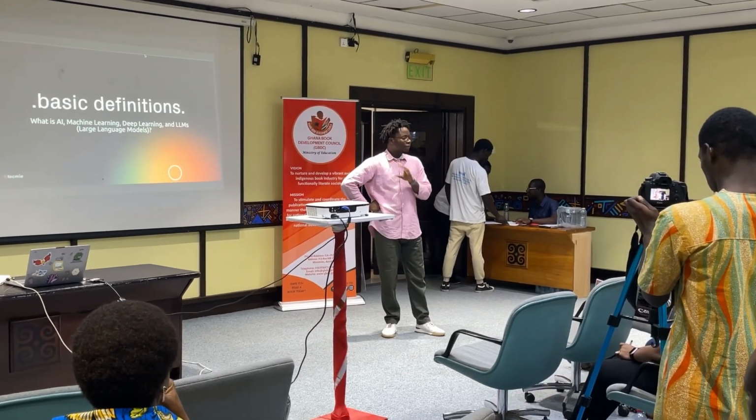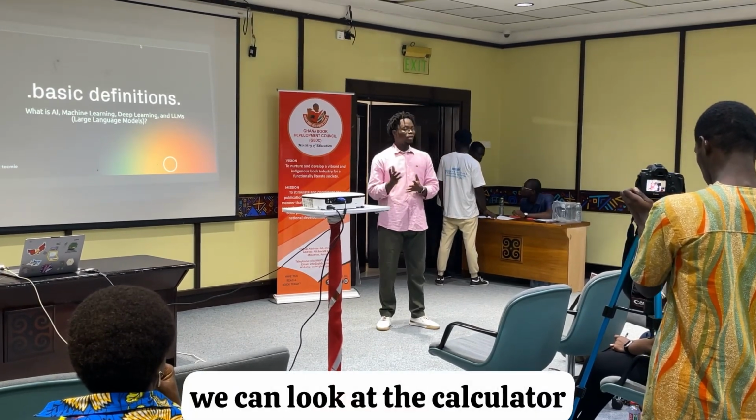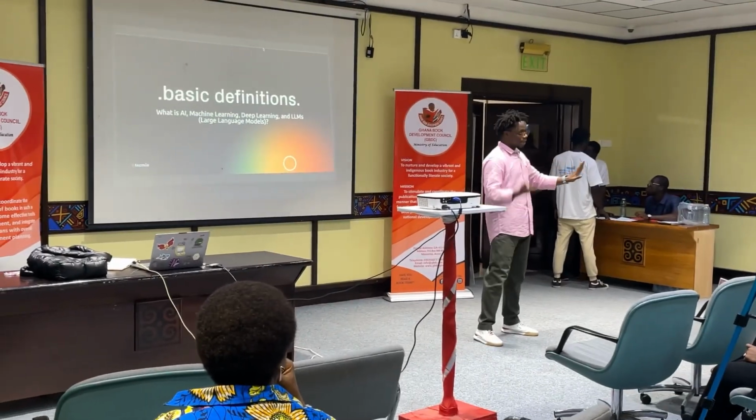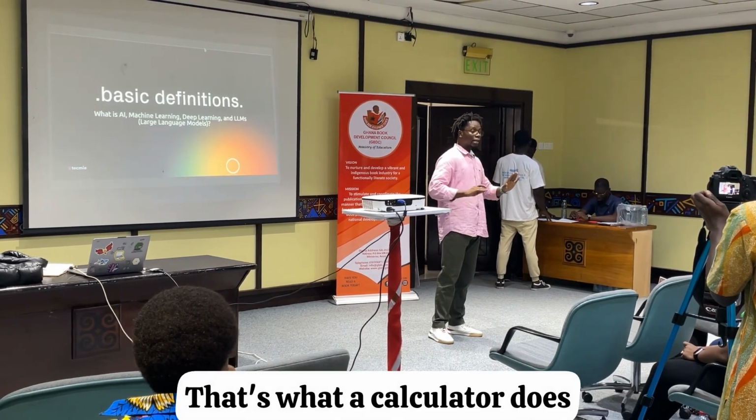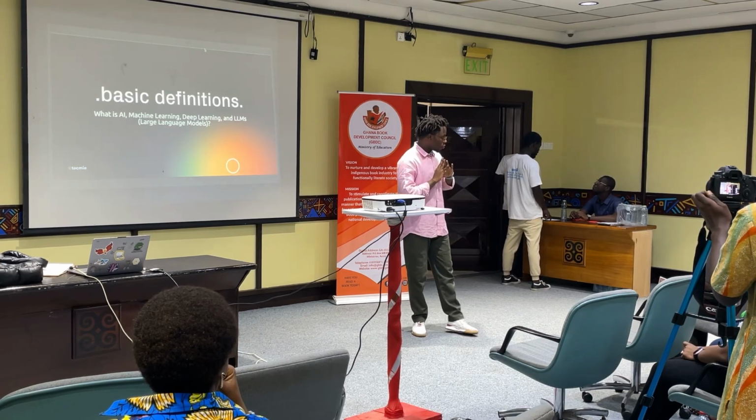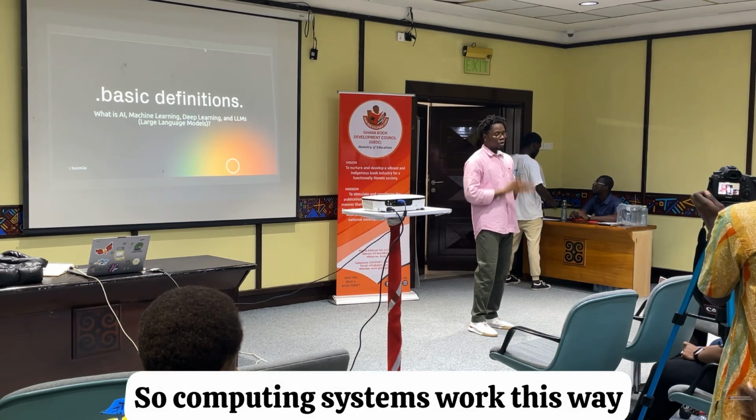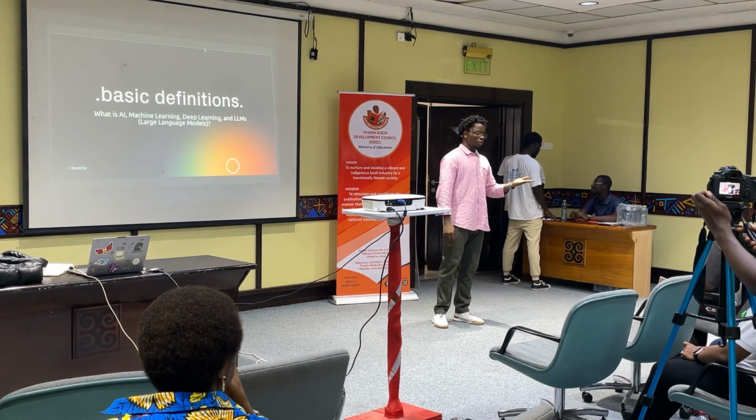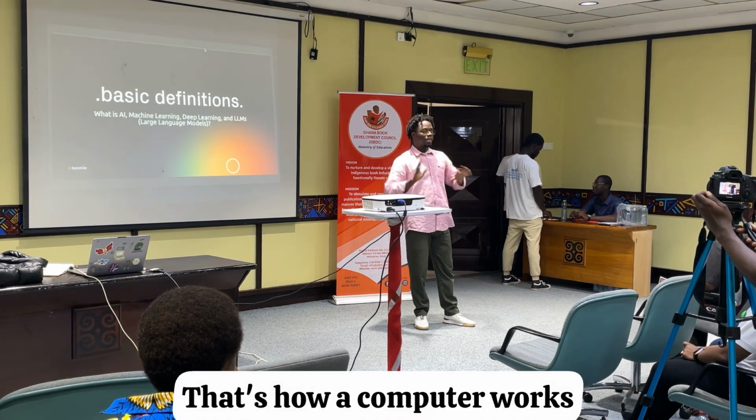If we think about the basic form of compute, we can look at the calculator. A calculator does one function: give it a number and another number with an operator, and you get a result. That's what a calculator does. If you put an operator that is not known to the calculator, you would not get a result. Right? So computing systems work this way. They have an input, they have the logic, and they have the output. That's how a computer works.